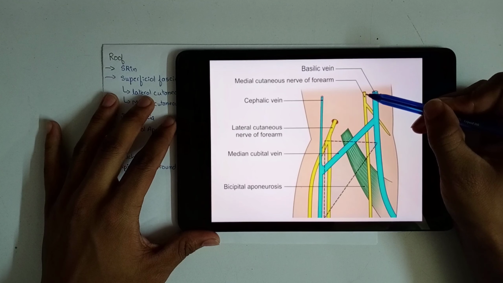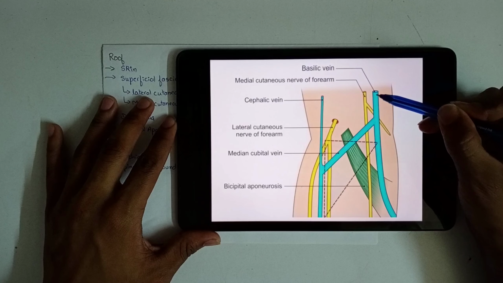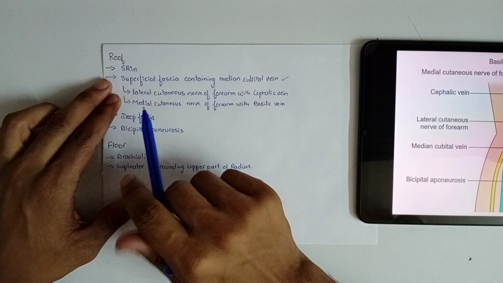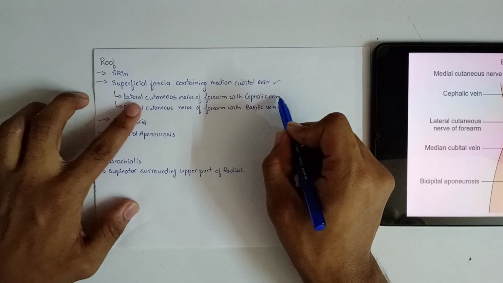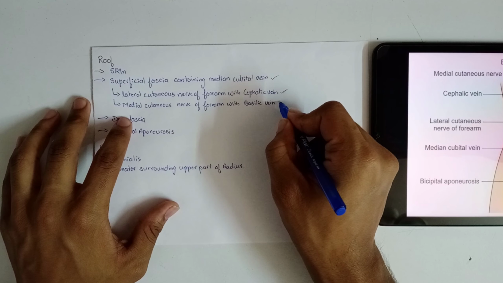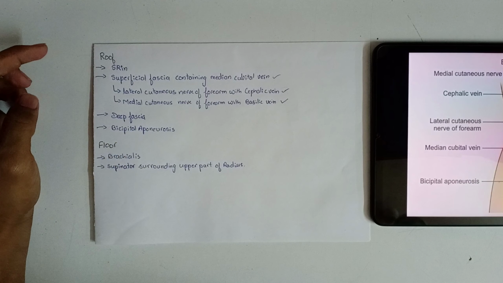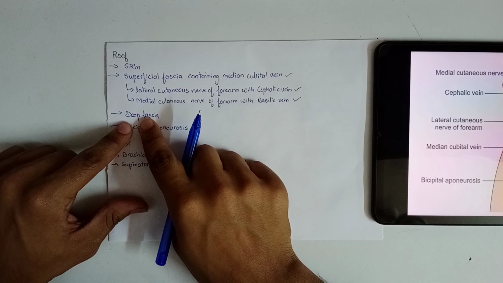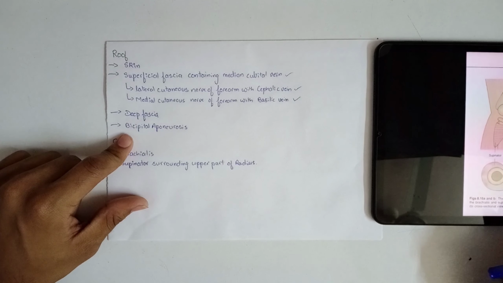This is medial cutaneous nerve of forearm. It continues downward with basilic vein. So contents of superficial fascia are median cubital vein, lateral cutaneous nerve of forearm, and medial cutaneous nerve of forearm. Below the superficial fascia comes the deep fascia and then bicipital aponeurosis.